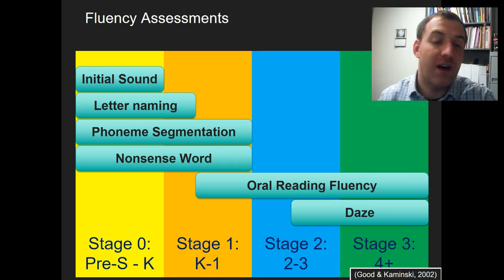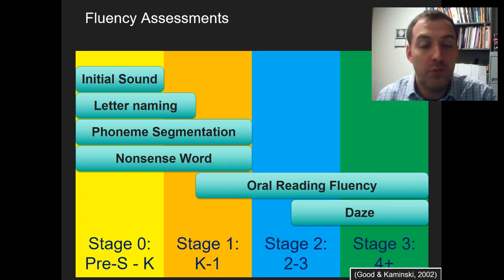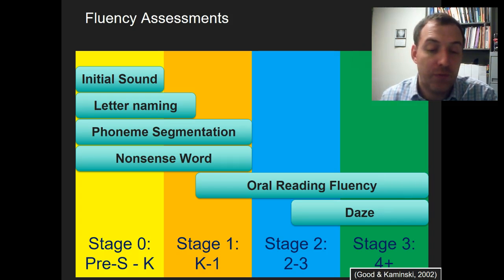And that takes us from stage 0 and stage 1, and then halfway through stage 1, which is going into grade 1, and really halfway through grade 1, we move over into oral reading fluency as our primary screening measure. And oral reading fluency is having a student read a passage that is at their grade level and see how many words they're able to read out loud accurately in a minute.